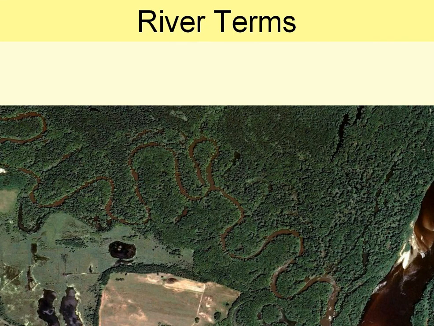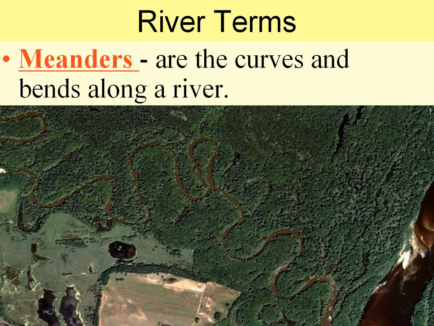So what we're going to do today is we're also going to talk about a few river terms. Now, you see all this bending going on here? This is actually the Baraboo River as it flows finally into the Wisconsin River here. Now, first of all, these bends in a river are called meanders. So meanders are curves and bends along a river.